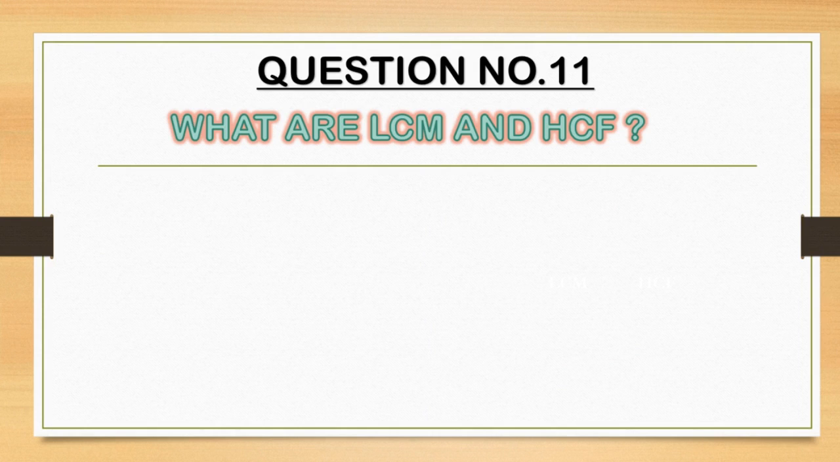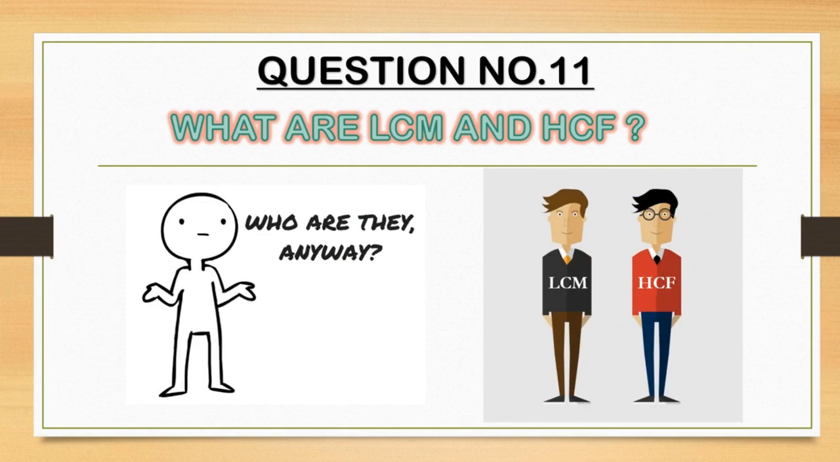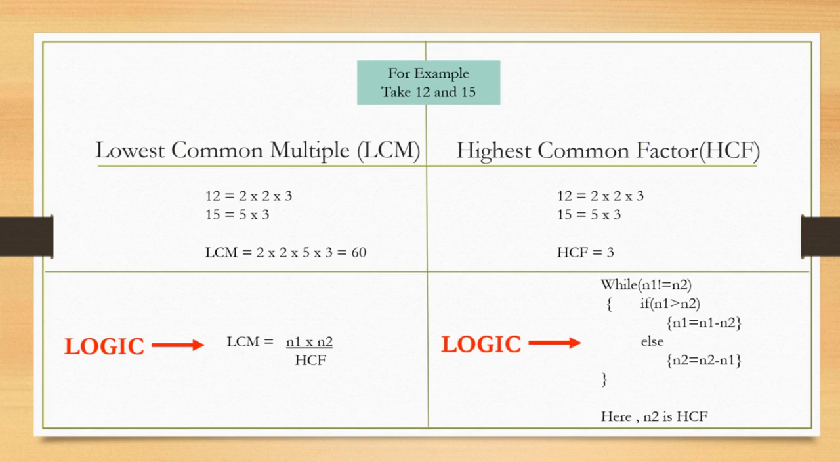What are LCM and HCF? Who are they anyway? The lowest common multiple for 12 and 15, which we have taken into consideration, is 60. The highest common factor is 3. We have a logic for the HCF, taking n1 and n2. Here we have n1 as 12 and n2 as 15.